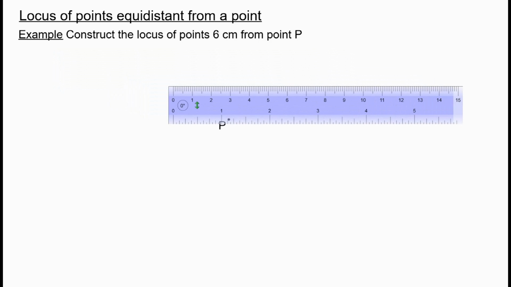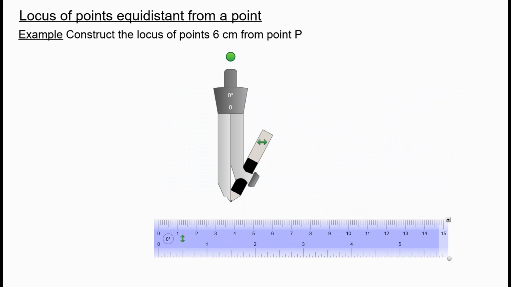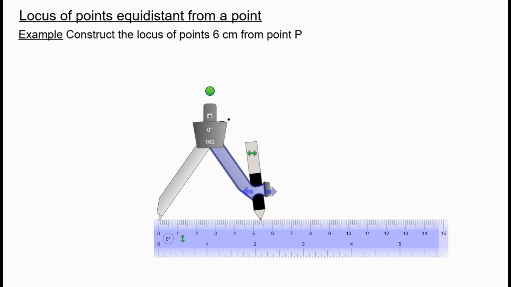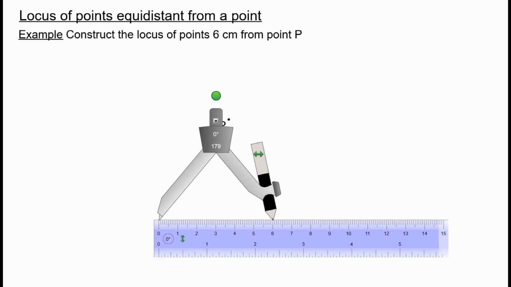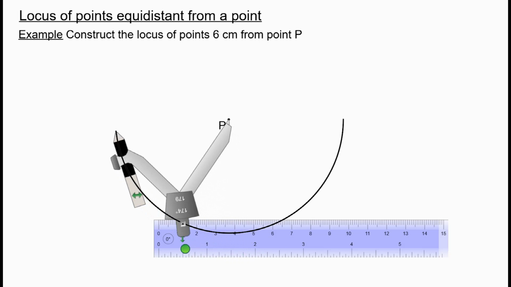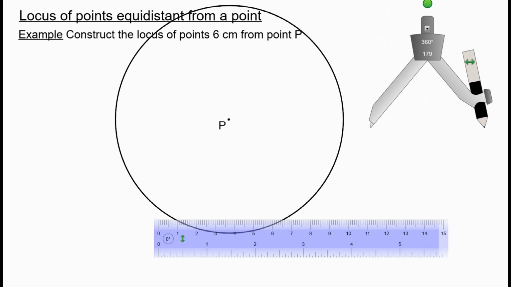So here's my ruler, and if I get my pair of compasses, I'm just going to open up my pair of compasses to 6 centimeters, like that. I'm going to put my compass point on P and then draw a circle. And that's going to be the locus of points equidistant from point P at 6 centimeters.